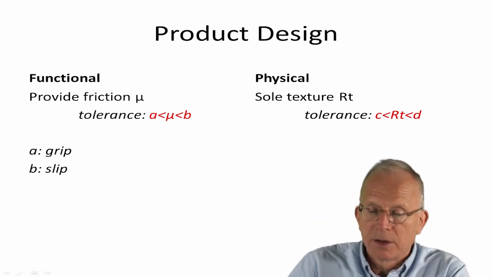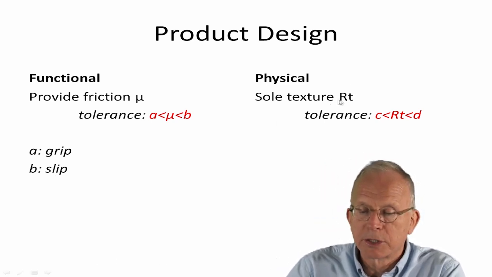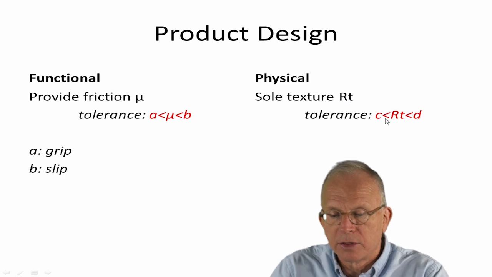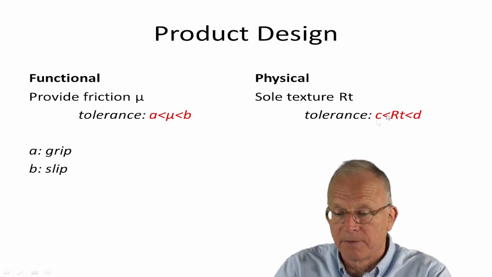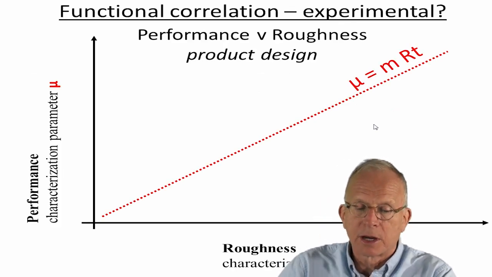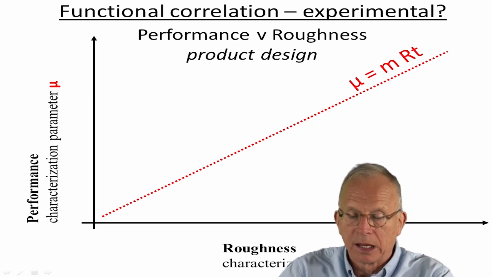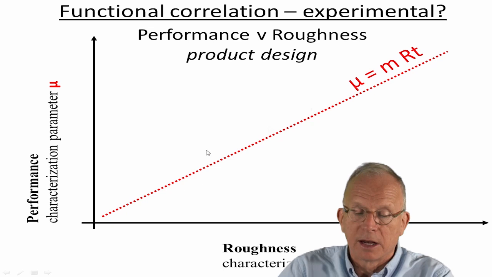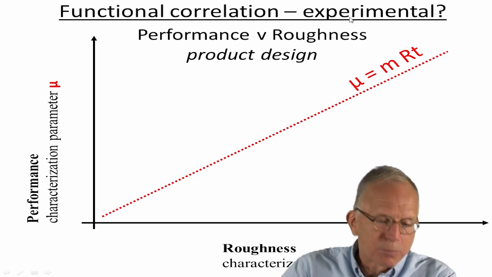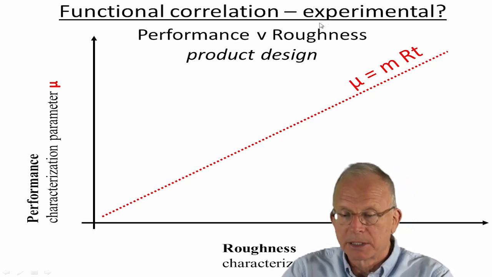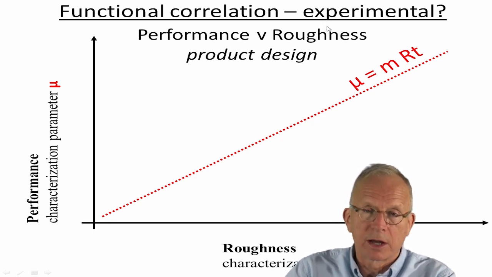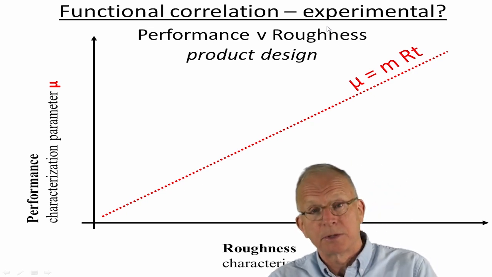In the physical domain, we might choose RT, mostly for convenience. This is the peak-to-valley roughness, introduced a little in the last lecture. RT should be between some values. What we're assuming is that there is some relationship between the friction coefficient and RT, and it might just be a simple line like this. This probably would have to be established experimentally, and as far as I know there aren't any experiments like this for the traction of running shoes, although probably there is some work done in industry.